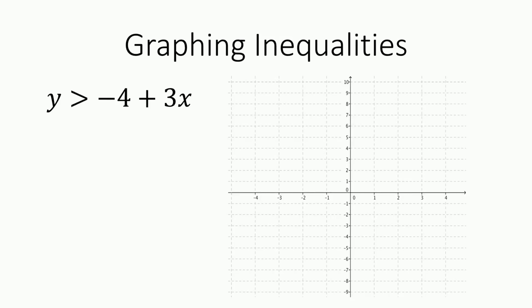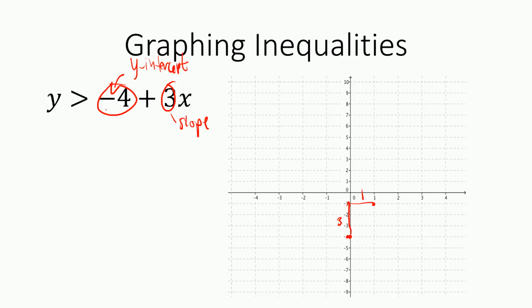So here we have an inequality in slope-intercept form. So first thing I'm going to notice, here's the y-intercept. It is -4. And then the slope here is 3. So my 2 points that I'm going to use are -4 on the y-axis for the y-intercept, and then I'm going to go up 3 and over 1 to find my second point. So this is 3 over 1.